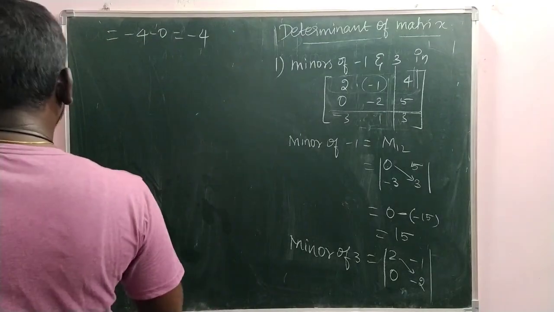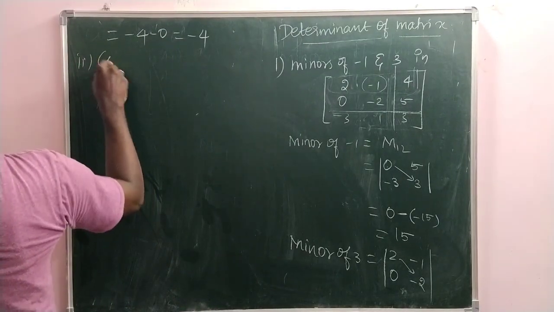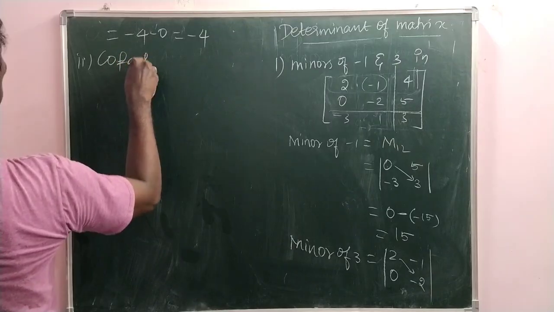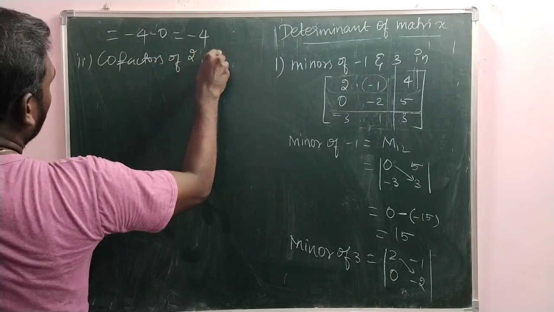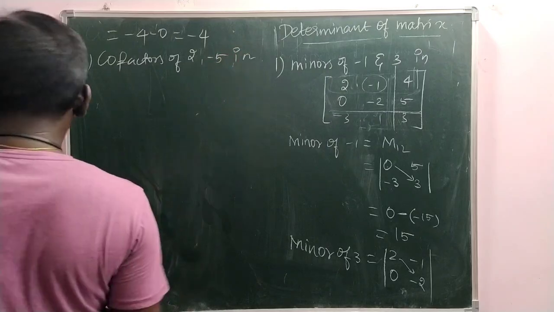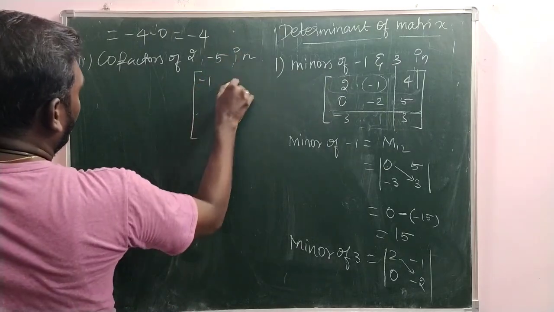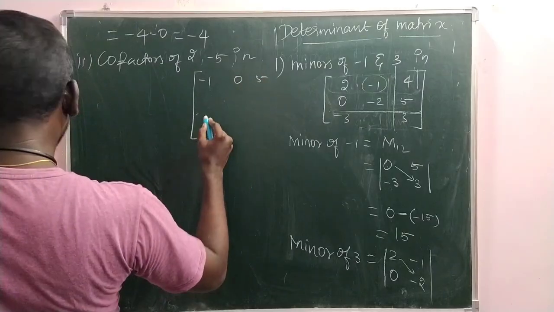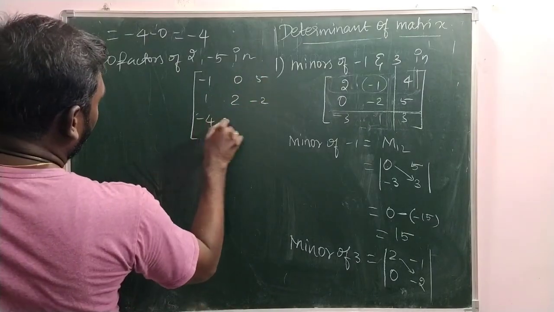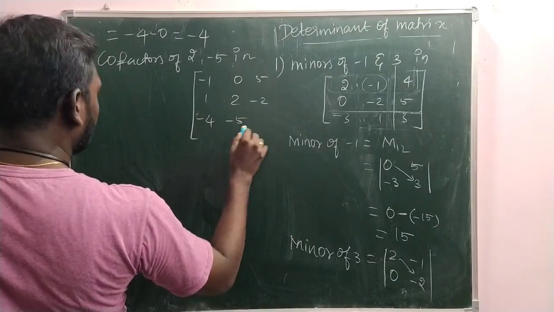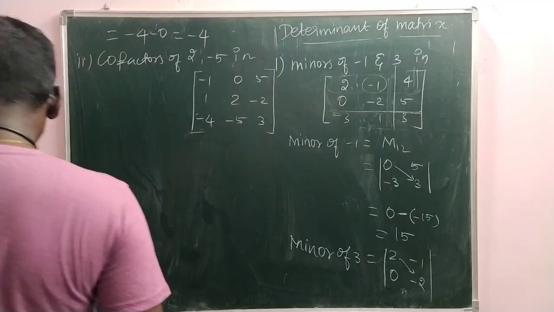Okay, the second one. Find the cofactor of the elements. Find the cofactors of 2 and -5 in the matrix -1, 0, 5; 1, 2, -2; -4, -5, 3.